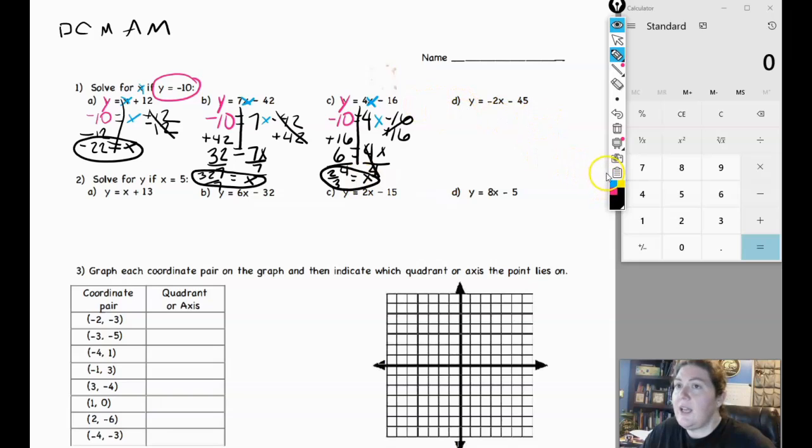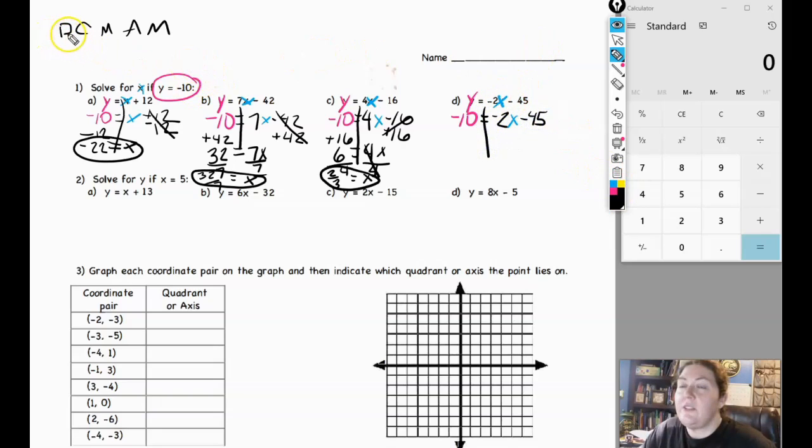Alright, last one on this row. I'm still solving for x. I still am substituting everywhere I see a y. I'm putting in a negative 10. So let me rewrite this. I've got negative 10 equals negative 2x minus 45. Right?